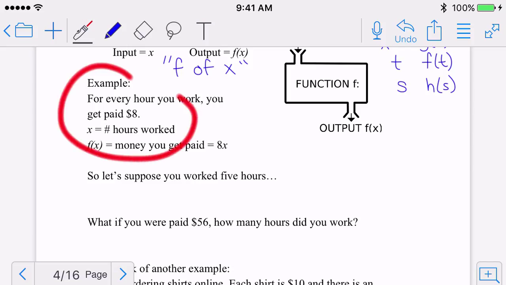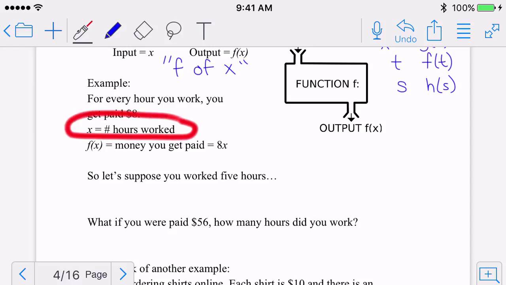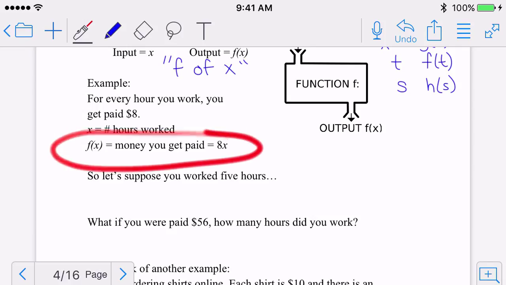So one example over here: for every hour you work, you get paid $8. Then x, our input, is the number of hours worked. And again, remember before how we picked which one is our input, which one is our output. Your input should be the independent variable. For this situation, the hours that you work affect how much you get paid. So the dependent changes in response to the independent. So your money changes in response to the time you work. That's why time is our independent and the money is our dependent. And then we've got f of x is the money you get paid.